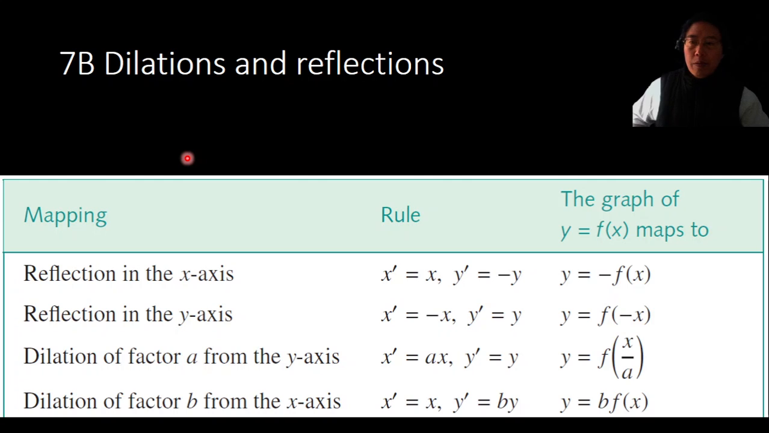We continue with chapter 7 on transformations. With 7B, we're going to look at two types, which are dilations and reflections. With the dilations, they will be from either axis. We'll look at the rules and how the function will look after it's been transformed. And then the last two will be the reflection in the horizontal axis and the vertical axis.